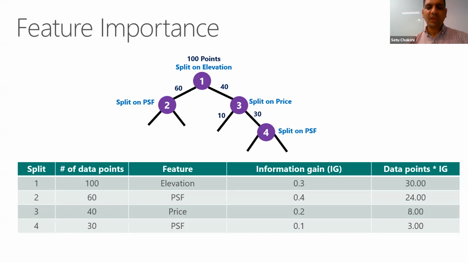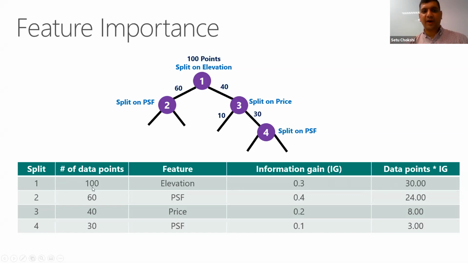So what I'm going to do is build a hypothetical tree. I don't care about values at this point. I started off with 100 data points. I did a split on elevation. I got a 60-40 split: 60 went on my left hand side, 40 went on my right hand side. At my node number 2, I split on PSF, and it did a certain split. On the right hand side, I split on price. I got a split between 10 and 30. Then again, I do my feature selection based on the criteria that I set. Then I do a split on PSF, and I keep doing that till I reach one of my terminating criteria that I've defined before.